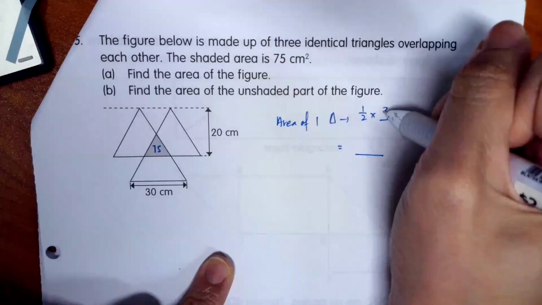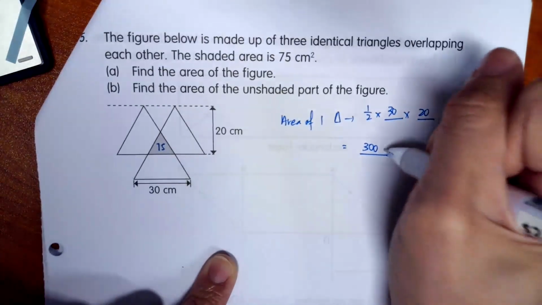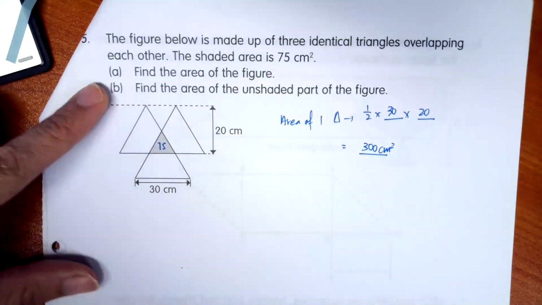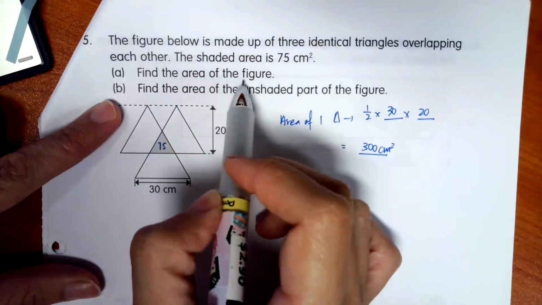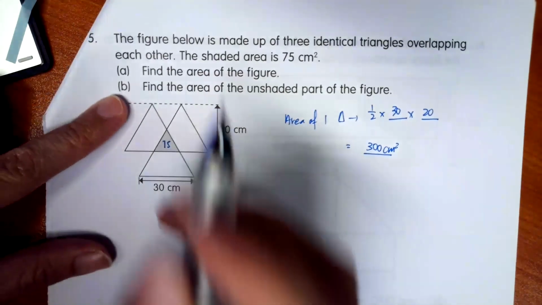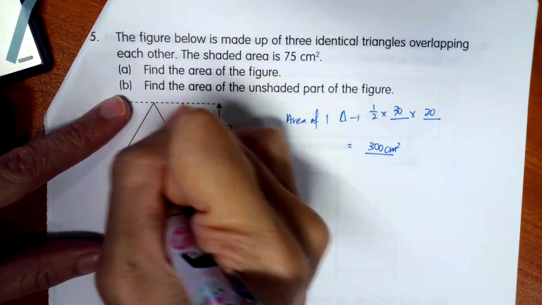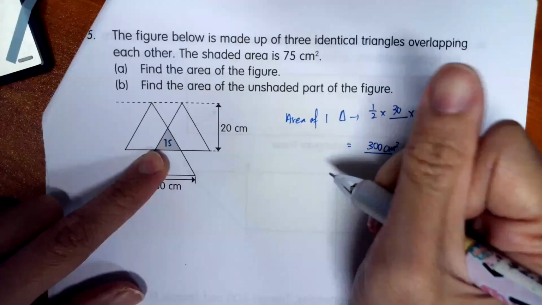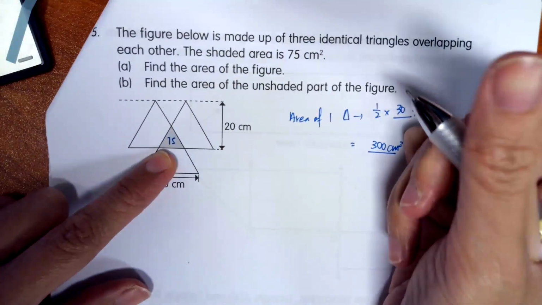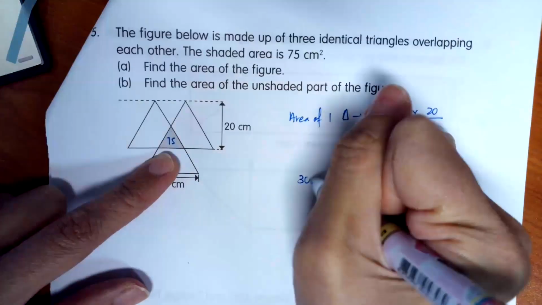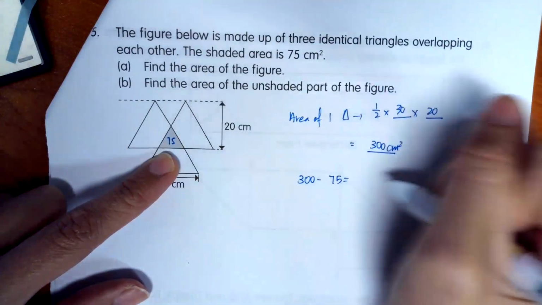and all the triangles are the same. So half times 30 times 20 is actually 300. Okay, 300 square centimeter. Then what you can do to find the area of the figure without overlapping is to take one triangle minus the one shaded first. Okay, so I'll take 300 minus 75. I'll be left with 225.